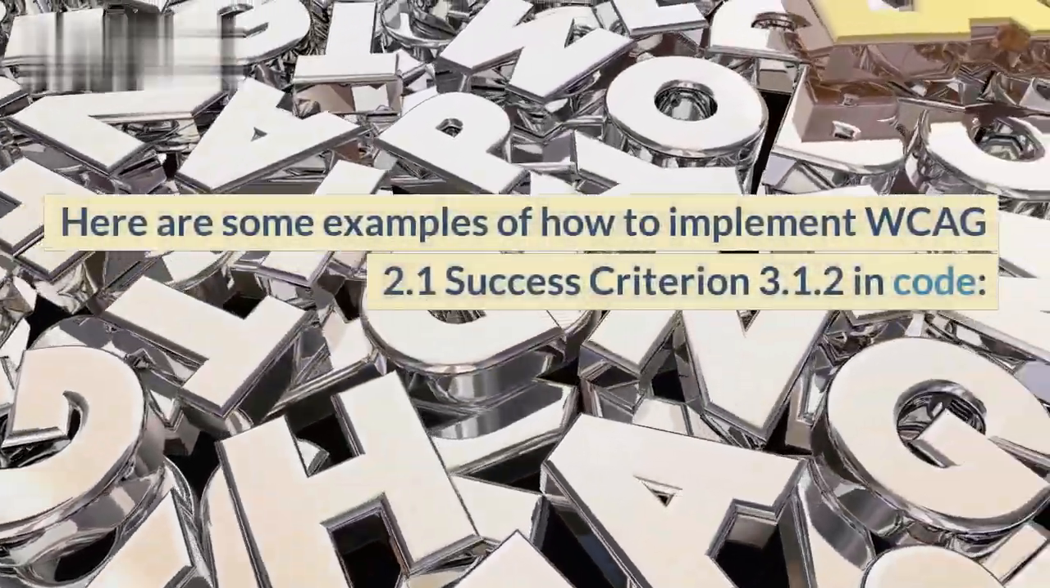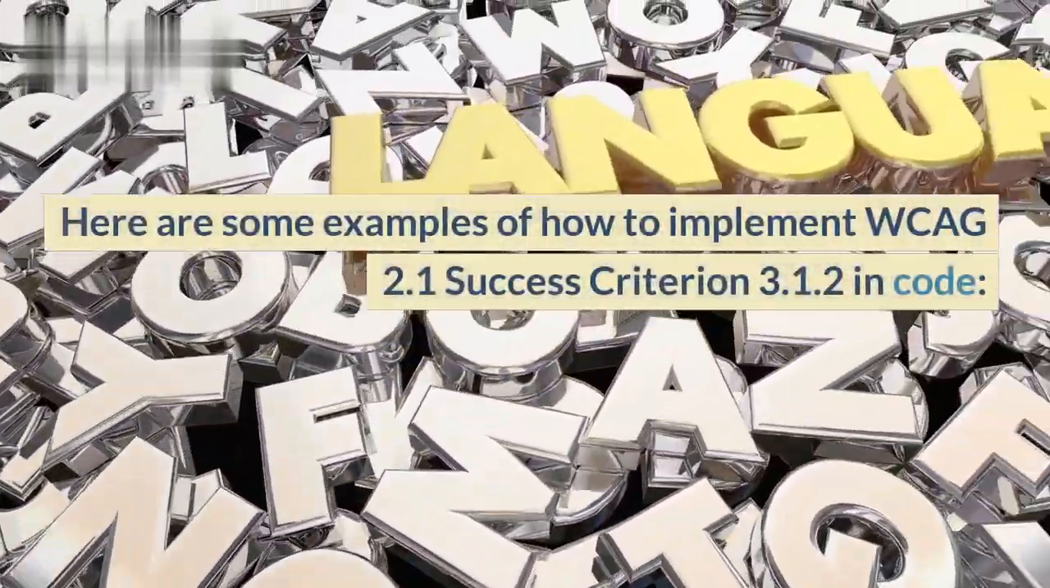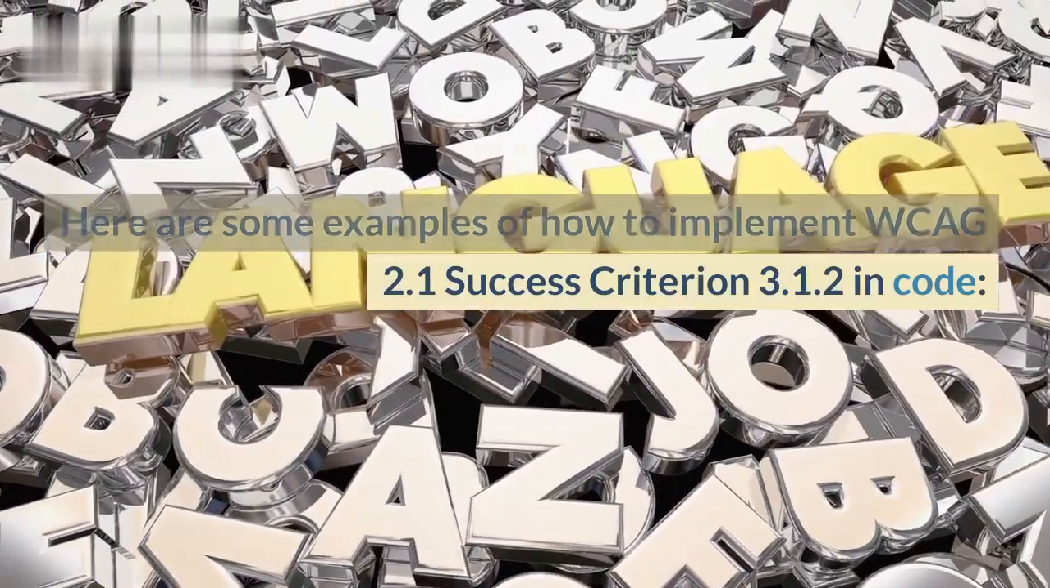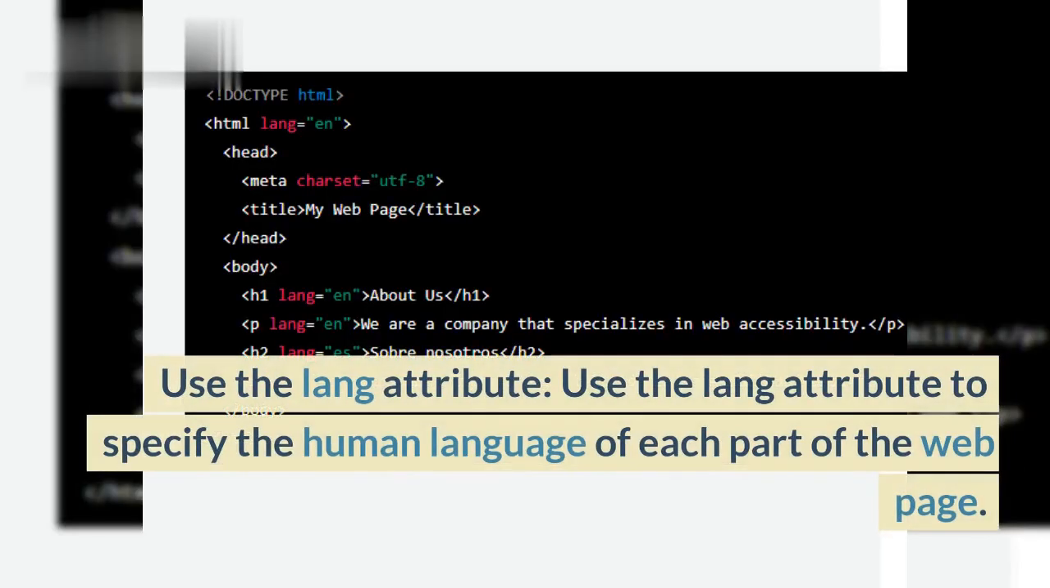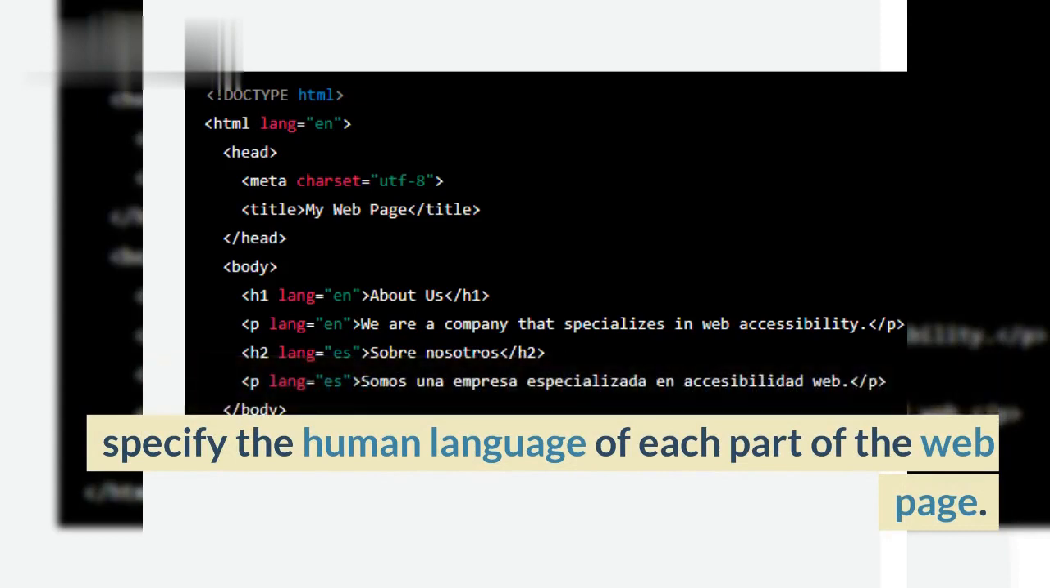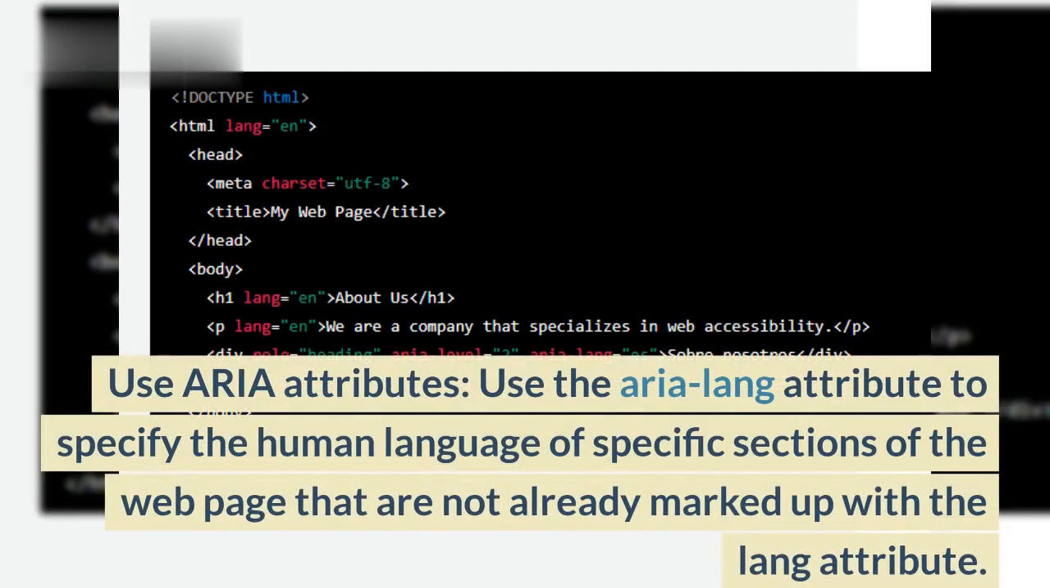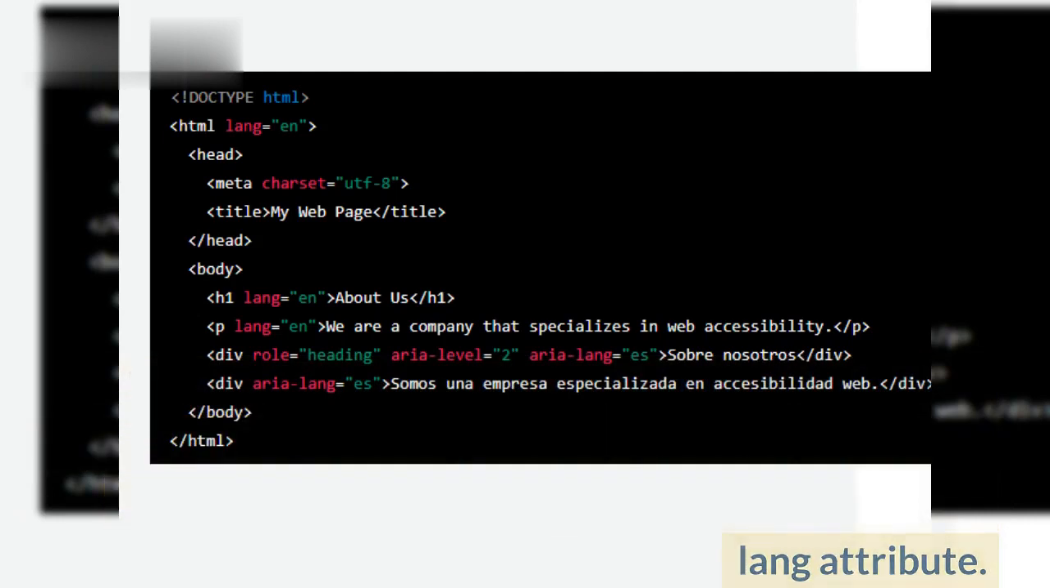Here are some examples of how to implement WCAG 2.1 Success Criterion 3.1.2 in code. Use the lang attribute. Use the lang attribute to specify the human language of each part of the web page. Use ARIA attributes. Use the ARIA lang attribute to specify the human language of specific sections of the web page that are not already marked up with the lang attribute.